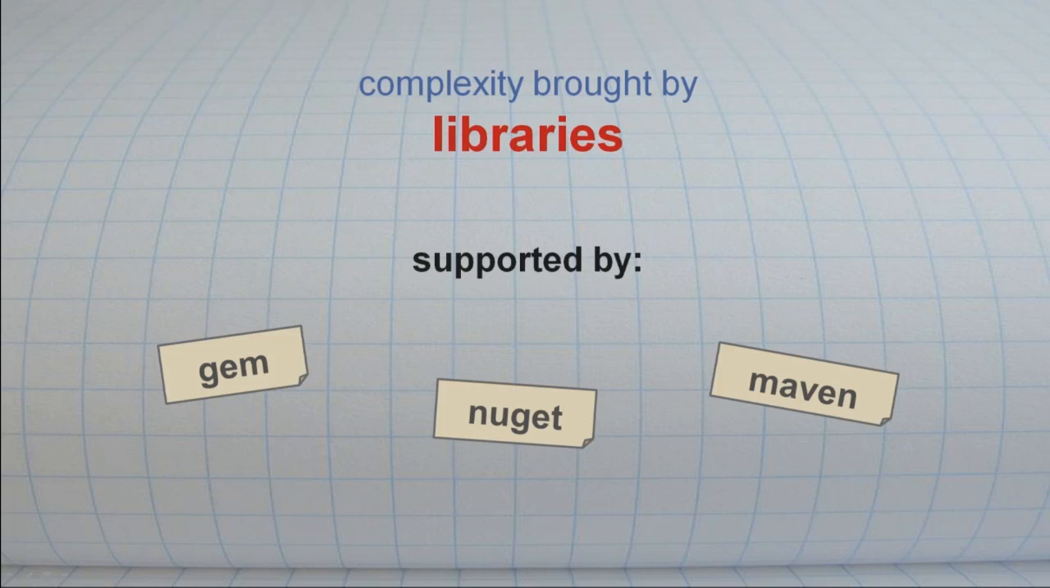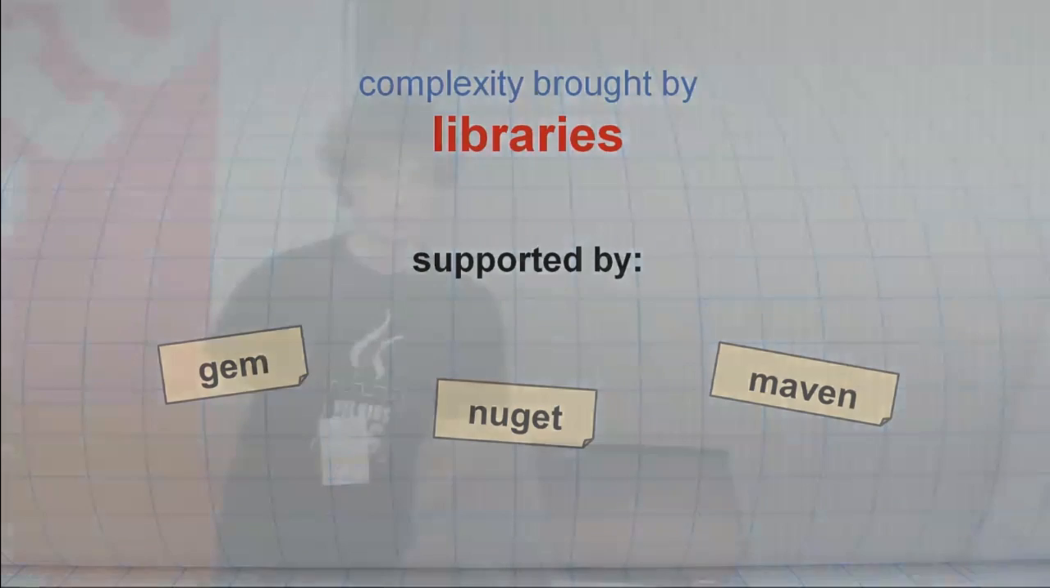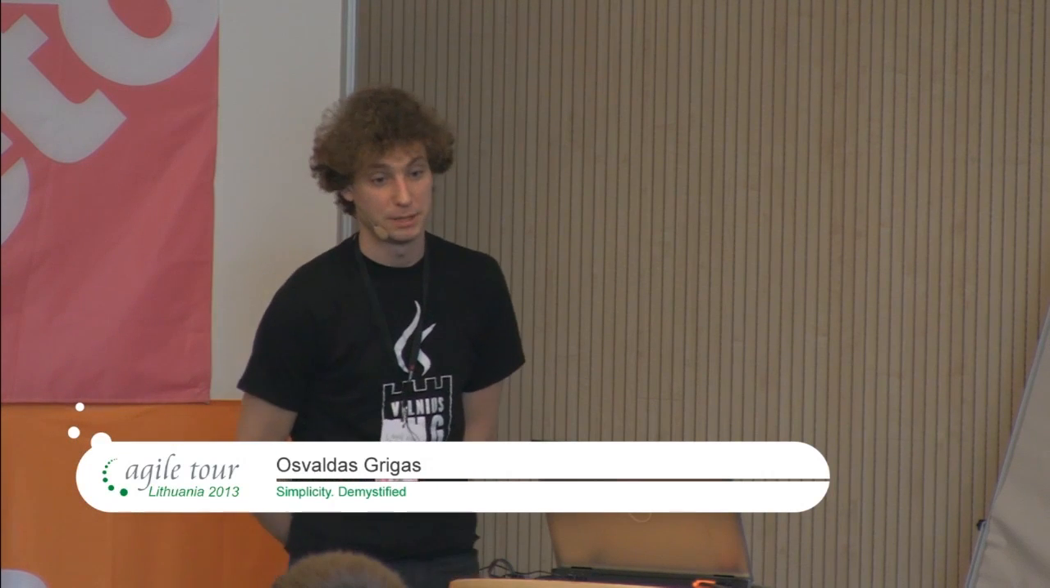Then libraries also bring their own complexities. Not all libraries are equally complex. You should strive for simpler ones if you can. And this complexity is supported by dependency management tools like Maven or NuGet or Gem, whatever your favorite platform is, Gradle and so on. You just do a gem install or Maven install, and you pull half of the internet into your project, and suddenly your deployment artifact has become 200 megabytes in size, although it's a calculator, and you have no idea why.